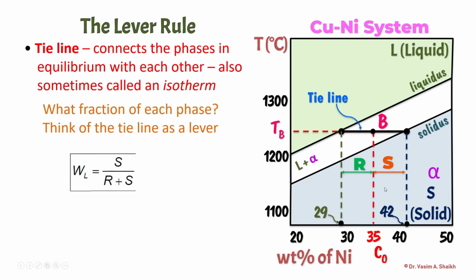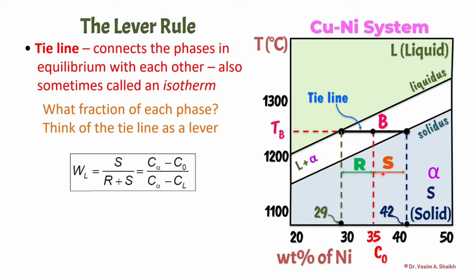Now how to find out S? S is nothing but the composition of alpha minus the original composition. So this is the composition of alpha, which is nothing but 42. So you should know that C alpha, we have seen in the earlier slide that this is C alpha, this is the original composition. So because of that we will get the distance S.